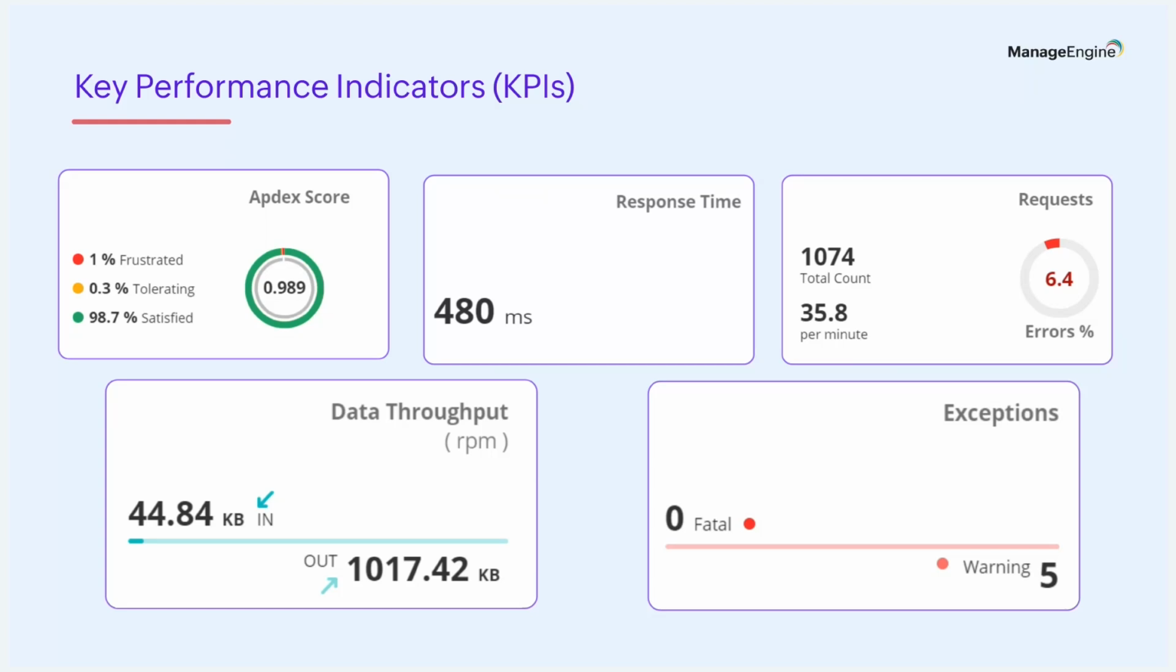The fourth one is the data throughput. The data throughput indicates the amount of data in bytes transferred or processed in and out of your network request by the application during the monitoring period, which eventually shows the application's data handling capability as well.